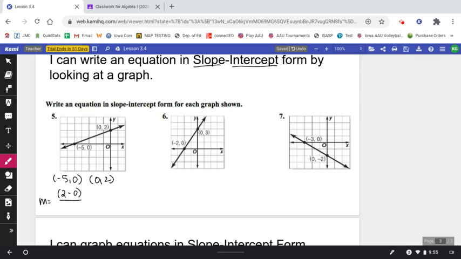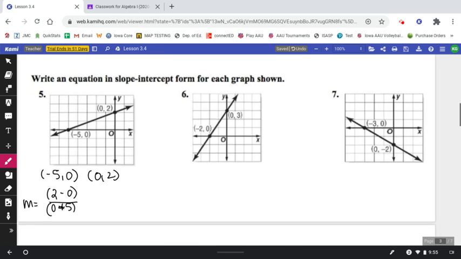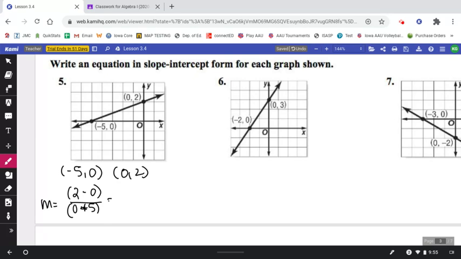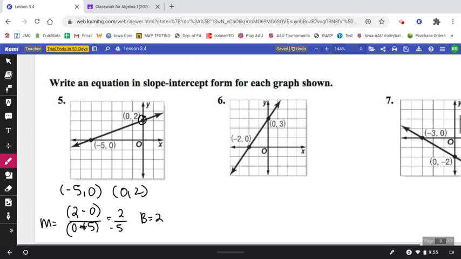y1, 2 minus 0, over x2 minus x1. And that's minus a -5, which turns into a positive. So my slope is 2 over -5, and my y-intercept is positive 2. So my equation would be y equals -2 over 5x plus 2.